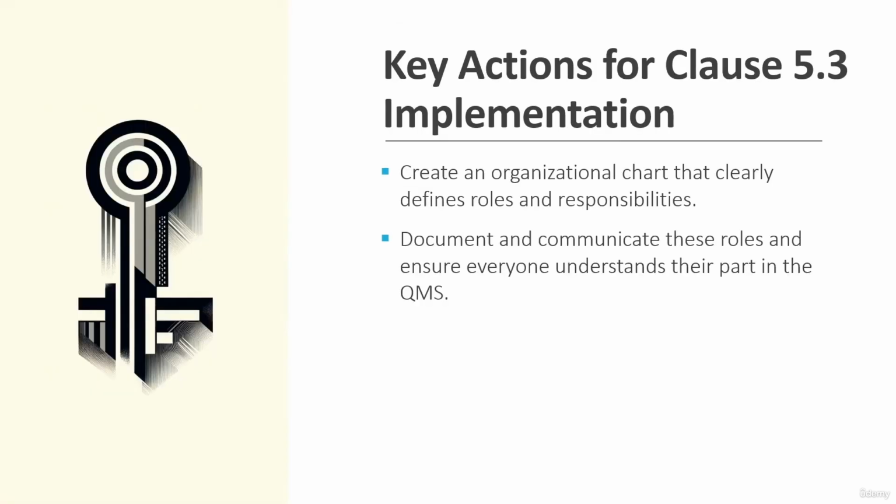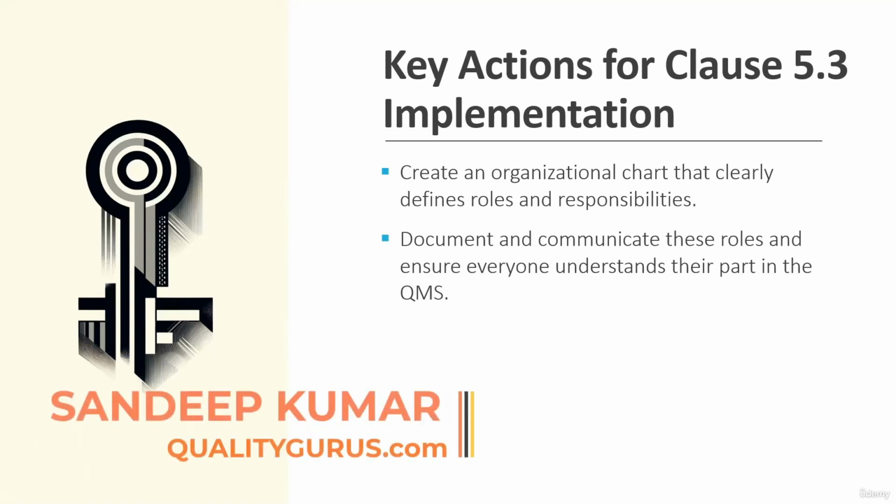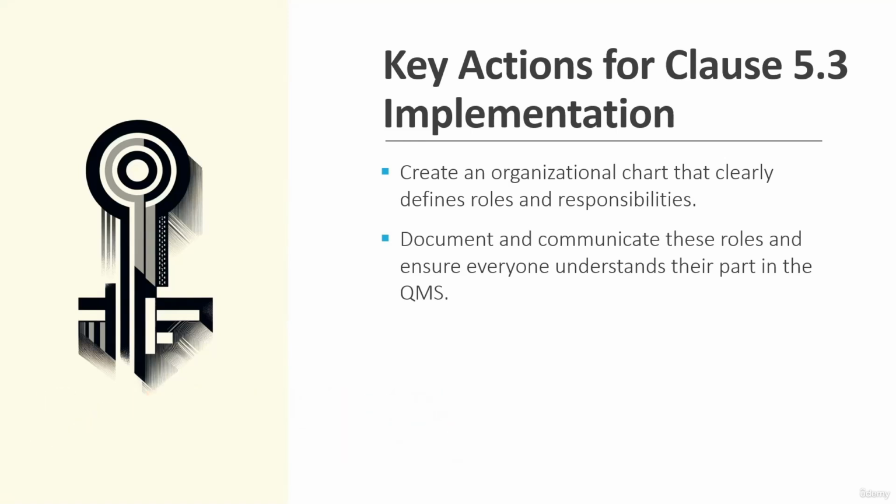Now here are the key actions related to clause number 5.3, which covers roles, responsibilities, and authorities. A simple way to implement that is to have an organizational chart, have clearly defined roles and responsibilities, and make sure that whatever roles and responsibilities the standard specifically asks for are assigned to people. You need to document and communicate these roles and responsibilities so that everyone in the organization is aware of these roles, responsibilities, and authorities. So this was clause number 5.3, and this completes our discussion on clause number 5, which was leadership. Now clause number 6 is on planning. Let's talk about that in the next video.